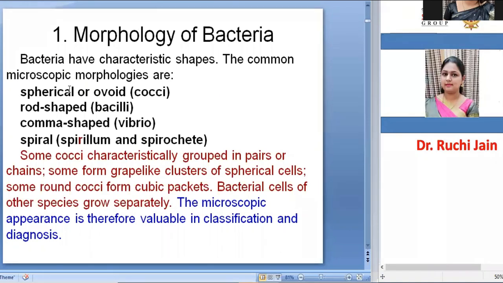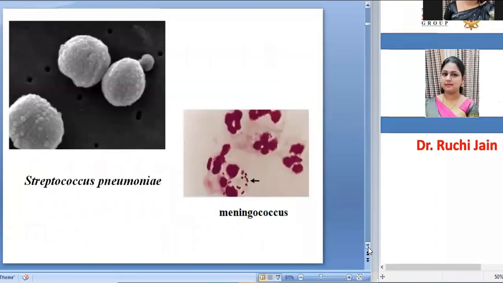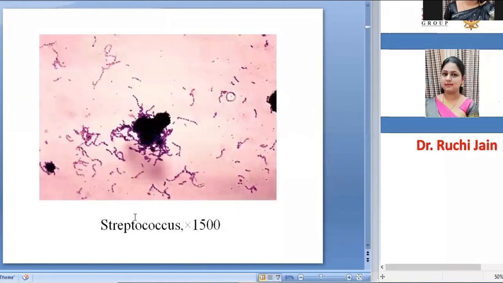Some are spherical in shape, some are rod shaped, some are comma shaped, and some are spiral, and their examples are spirochetes and spirillum. We can see these bacteria with the help of a microscope. Inside the microscope, if we see Streptococcus pneumoniae, it will look like this. Meningococcus will look like this. Streptococcus that occurs in a chain will look like this.